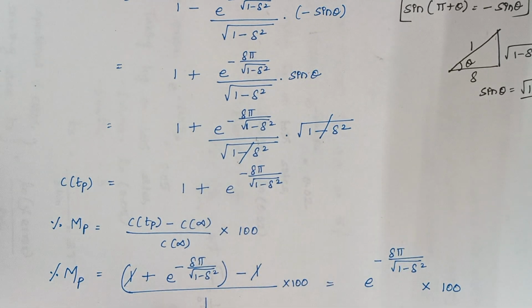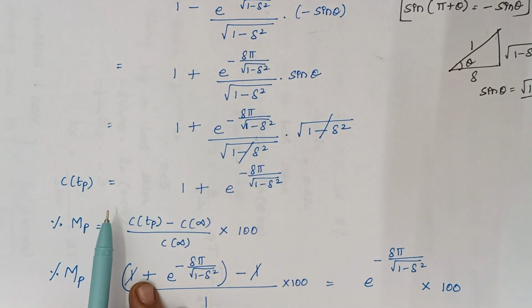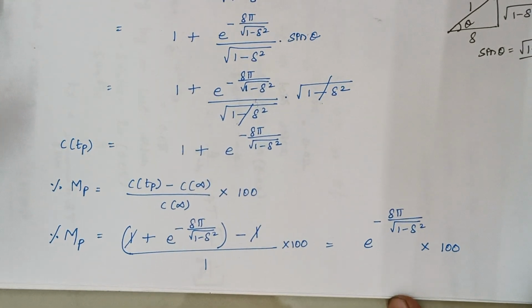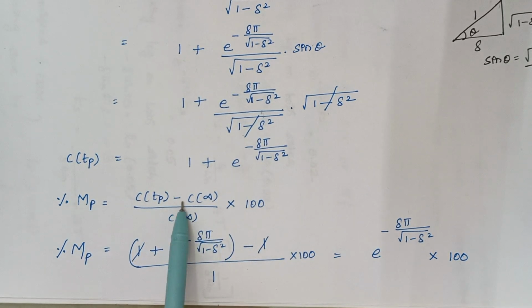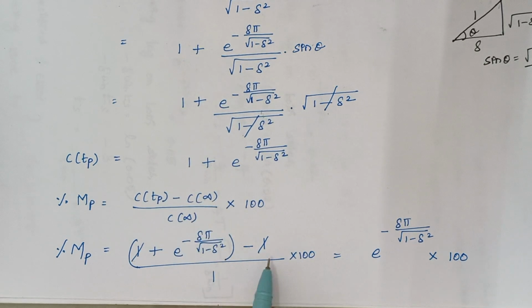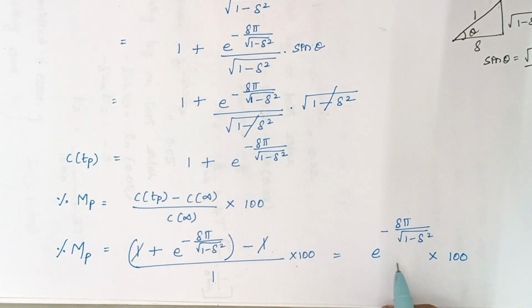Now we have found the value of C of Tp, and we already found C of infinity. Just substitute the values here. In the place of C of Tp, this expression minus C of infinity, which is nothing but 1, the whole term divided by 1 into 100. Here plus 1 and minus 1 cancel each other, and our final expression will be e power minus zeta pi by root of 1 minus zeta square into 100. So this is our final expression for peak overshoot. Hope you understood the video. Thank you.